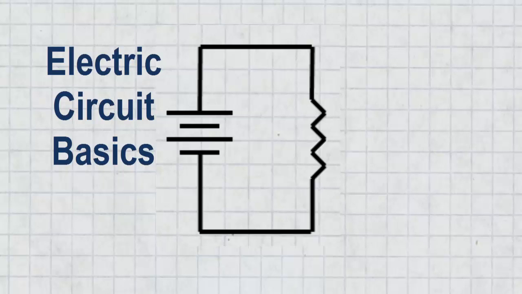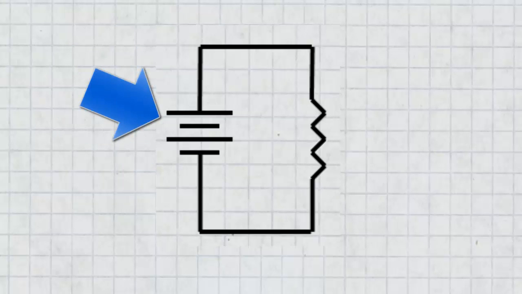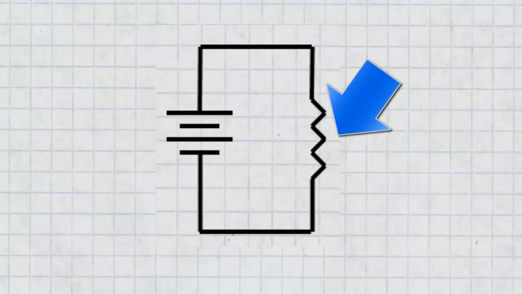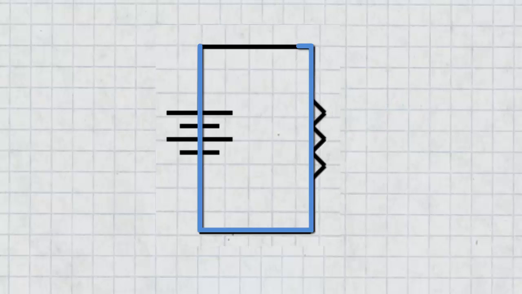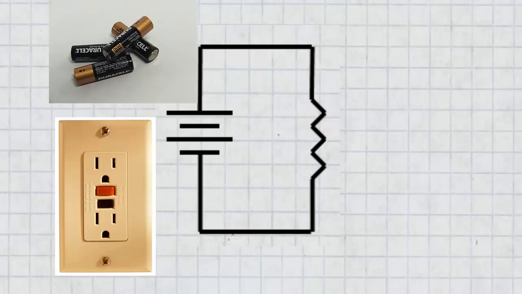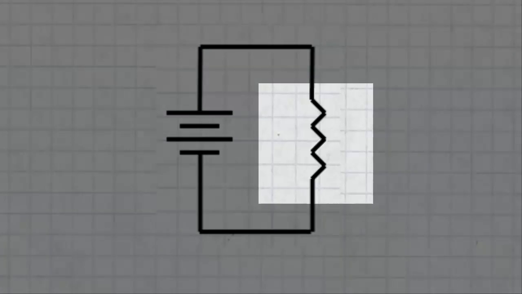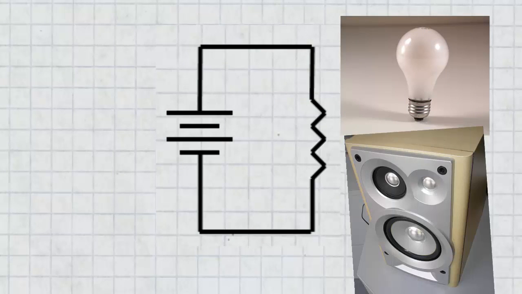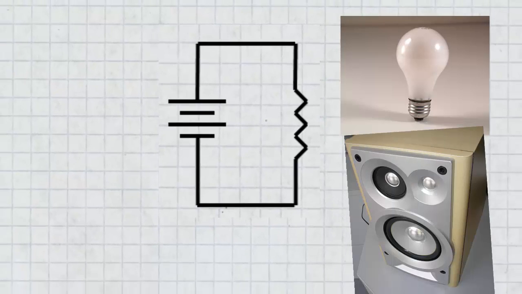An electric circuit must contain three things: a voltage source, a resistor, and a complete path to connect them. The voltage source supplies energy to the circuit. Batteries and wall sockets are common voltage sources. Resistors transfer the electrical energy from one form to another. They are sometimes called loads. Light bulbs and loudspeakers are examples of resistors.